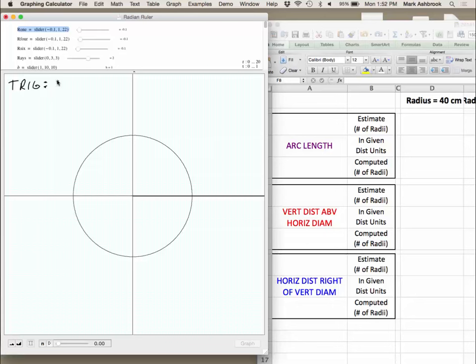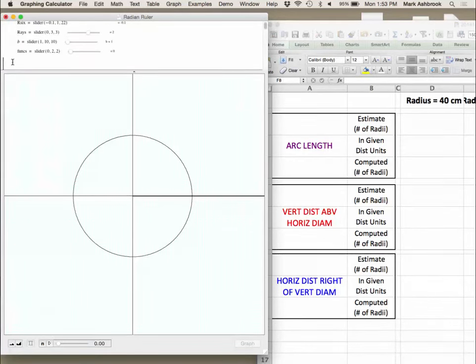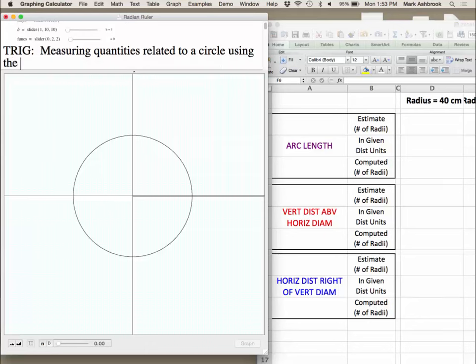Yes, the top hat question for Wednesday. Measuring quantities relative to a circle or related to a circle using the radius. That's it. That's it in a nutshell.